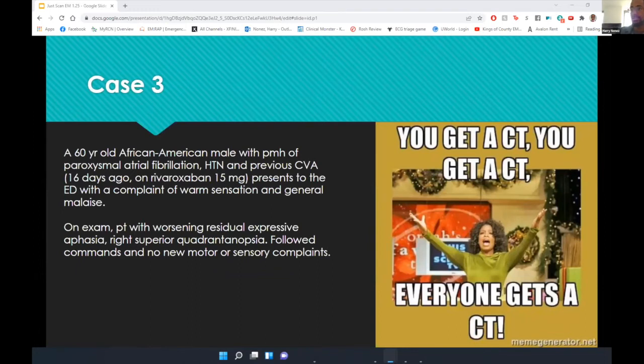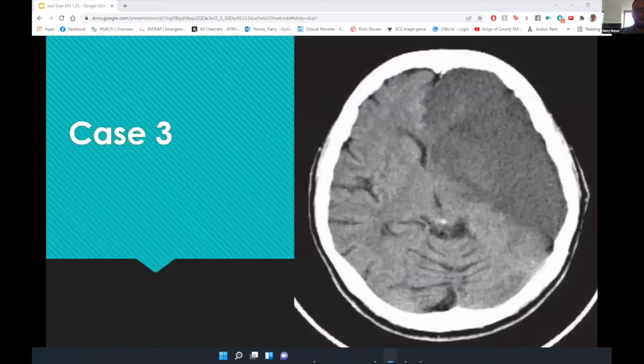All right, next, case 3. You have a 60-year-old African-American male, past medical history of paroxysmal AFib, hypertension, and a previous CVA 16 days ago, and he was placed on rivaroxaban 15 milligrams. He presents to the ED with complaint of a warm sensation and generalized malaise. On exam, he has worsening residual expressive aphasia and right superior quadrantanopsia, and he's able to follow commands, but no new motor or sensory complaints. So as you can guess, he gets a CT. Can anyone point out what they see?